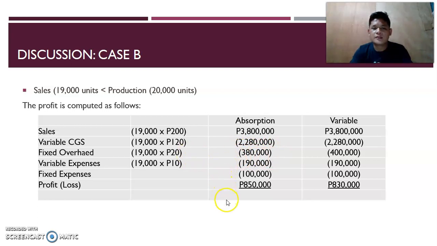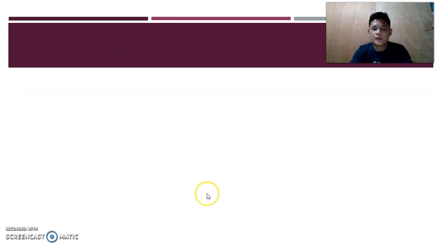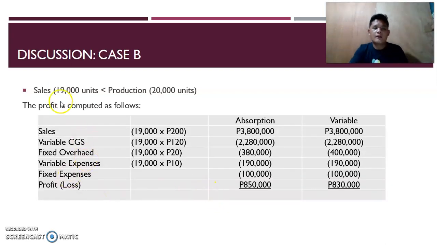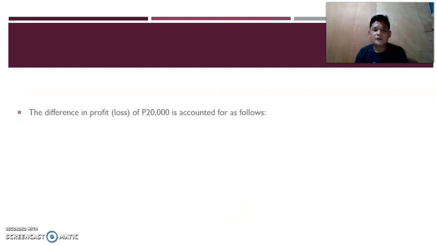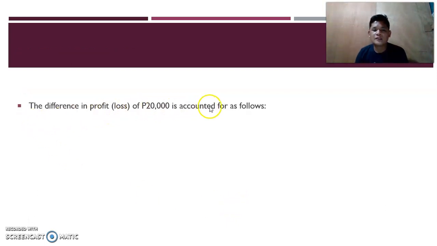So, next. Let's go back. So, kapag yung sales is mas mababa kasi sa production, the profit or loss on absorption costing is 850,000, while variable costing is 830,000. So, may napansin kayo dyan, class. I hope na nakita nyo yung difference nila. The difference in profit or loss of 20,000 is accounted as follows. So, let's follow yung method 1, method 2, method 3, or method 4.